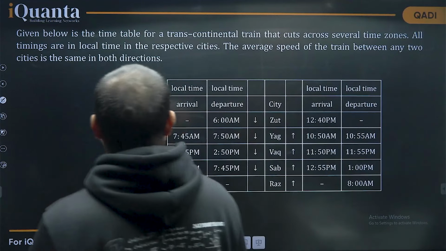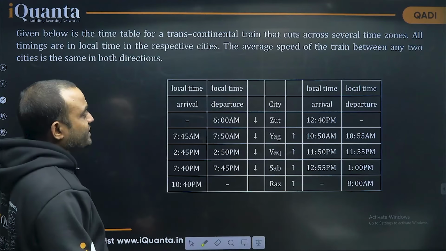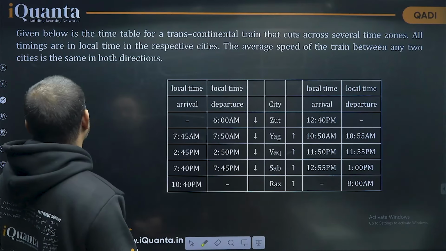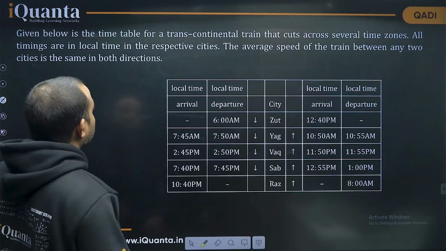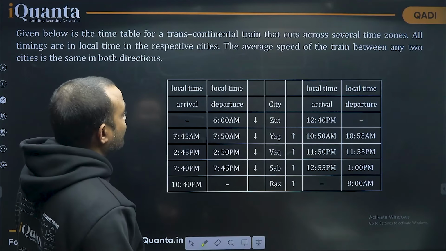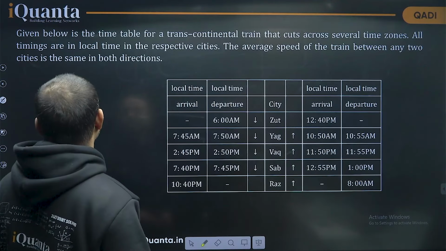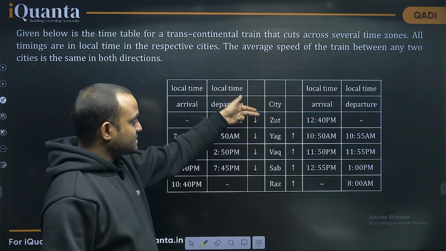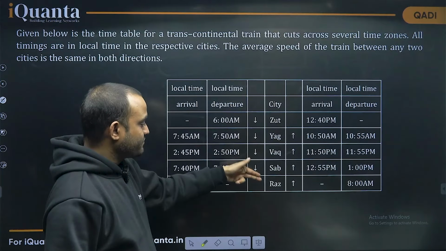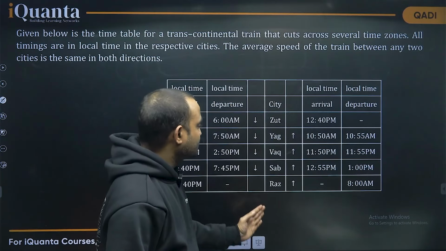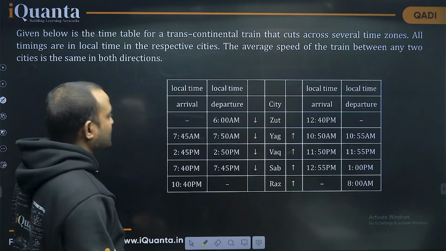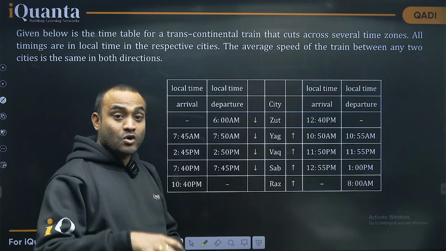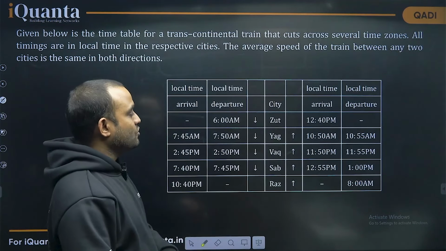Given below is the timetable for a transcontinental train that cuts across several time zones. All timings are in local time zone in the respective cities. The average speed of the train between any two cities is the same in both directions. So cities Zat, Yag, Wak, Sab and Raj, and then going in opposite direction. All of these timings are in local time zone. Okay, so what do we know about that?